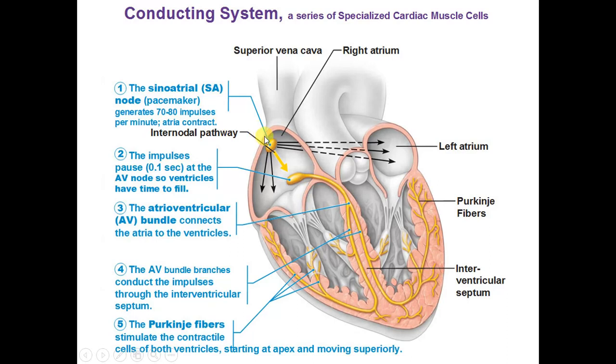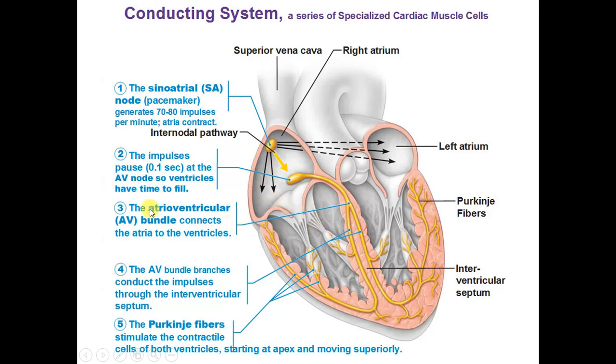When the atria contract, there is an internodal pathway. One of those pathways transmits the impulse to the atrioventricular node, AV node. Here there is a delay of the impulse of 0.1 second at the AV node. So the ventricles gain the time to fill up from the blood coming from the atria during this pause period of 0.1 second.